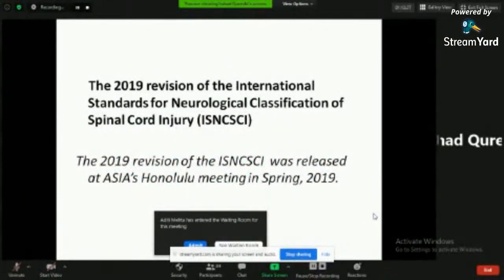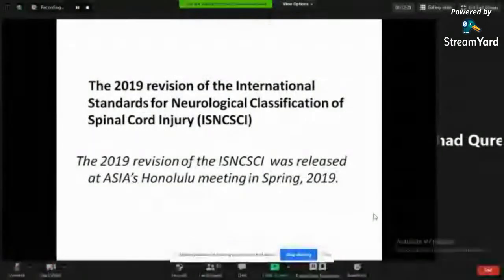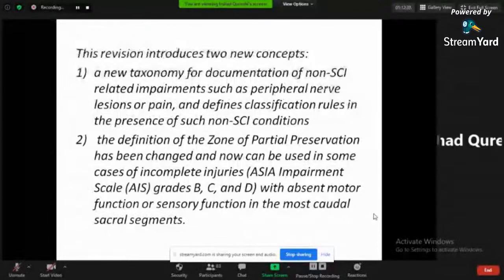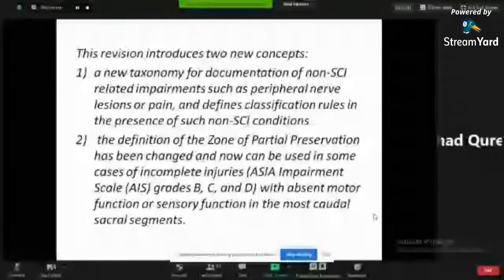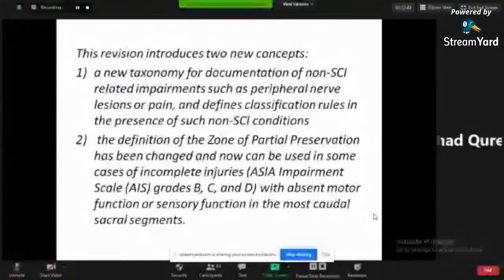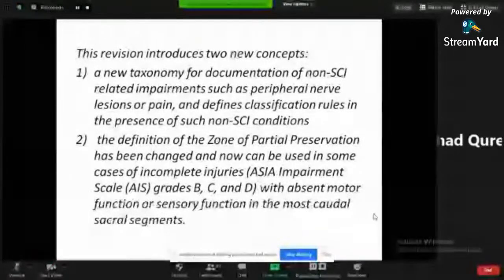The 2019 revision of the International Standards for Neurological Classification of Spinal Cord Injury took place at Honolulu in spring 2019. The revision introduces two new concepts: the first one is a new taxonomy of documentation for non-spinal cord injury, nerve lesions, and pain, and it defines the classification rules in the presence of such non-spinal cord injury conditions. So I am going to talk about this revision or concept later. And the definition of zone of partial preservation has been changed, and now it can be used in some cases of incomplete injury.